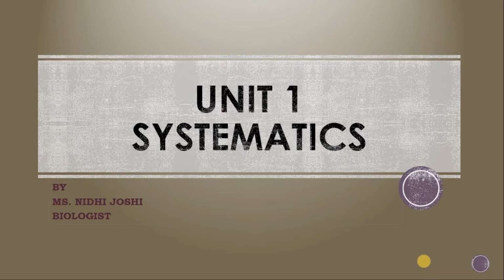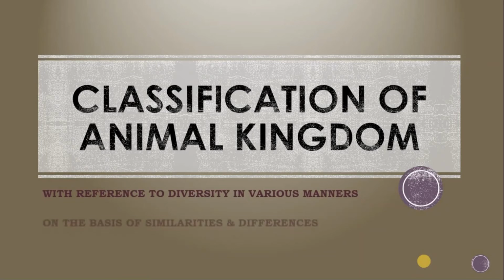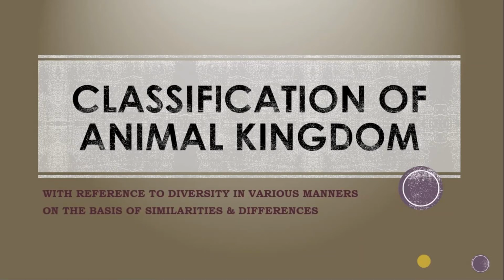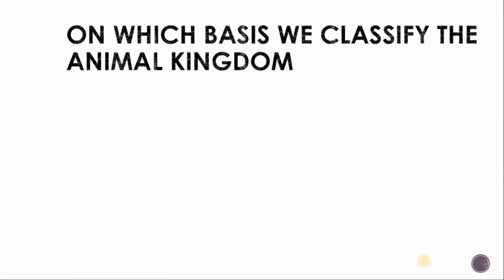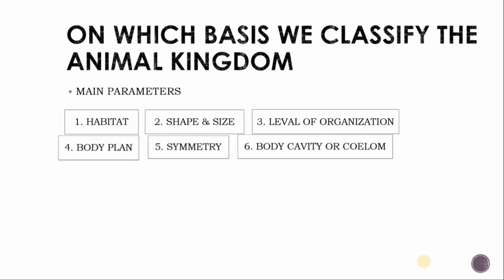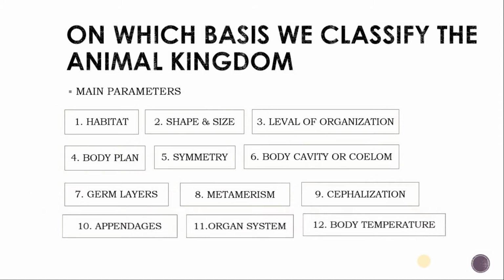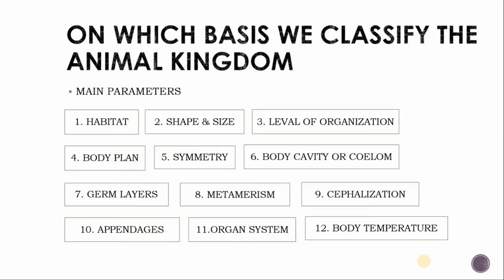So now we get into today's topic. In the previous tutorial, we started Unit 1 Systematics. In the tutorial, we discussed classification of the animal kingdom with reference to diversity, on the basis of similarities and differences, with various parameters like habitat, shape and size, level of organization, body plan, symmetry, body cavity, germ layer, metamerism, appendages, organ system, body temperature, and also we will discuss in detail organ systems.